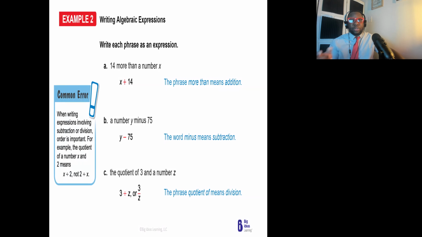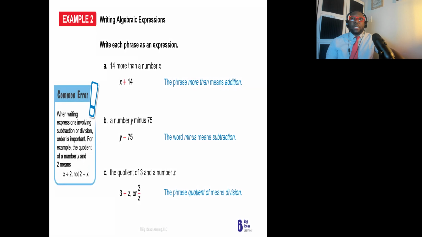All right. So when it comes to subtraction or division, order is super important. Whereas when it comes to multiplication and addition, the order isn't as important, but we want to make sure that we know what is what so that we're writing the expression correctly. But when it comes to subtraction and division, make sure you pay attention to the order, because the dividend and the divisor are two different things, and that will change the expression completely.